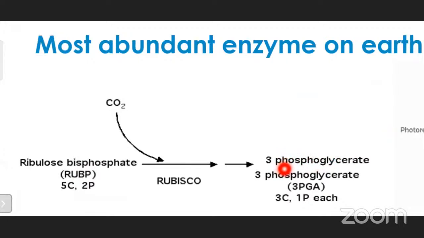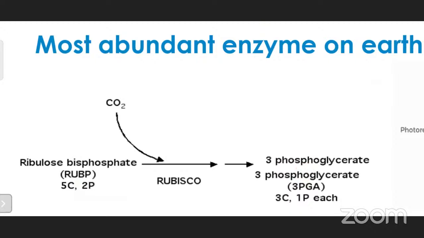Don't get confused with the names here. Phosphoglycerate and phosphoglyceric acid are the same. And why are we mentioning 3 here? It means it has 3 carbons, and you can see 3-phosphoglycerate is written twice. That means 2 molecules of phosphoglycerate are formed here, each having 3 carbon atoms, and 1 P is also mentioned here.